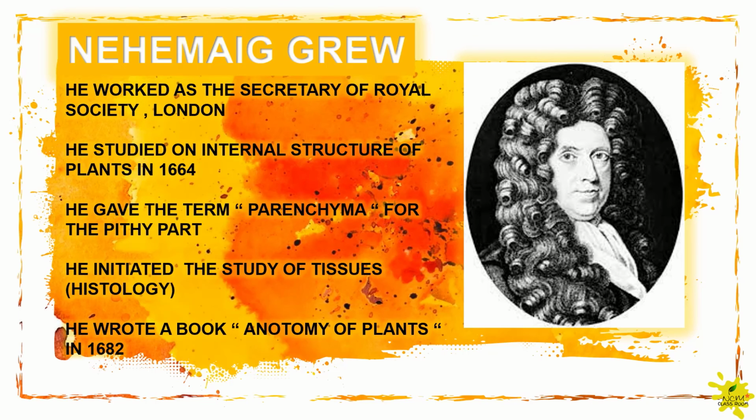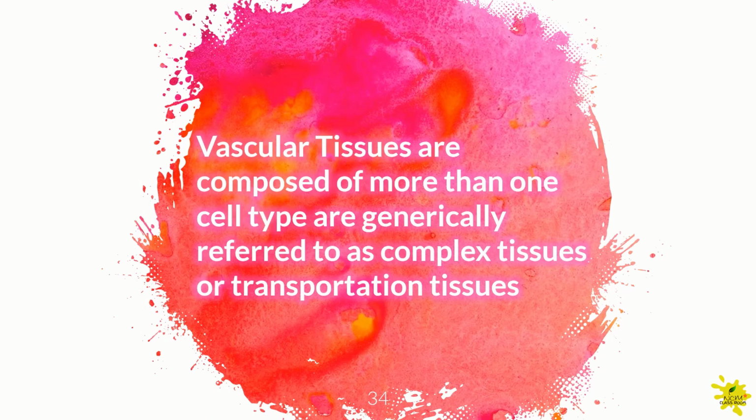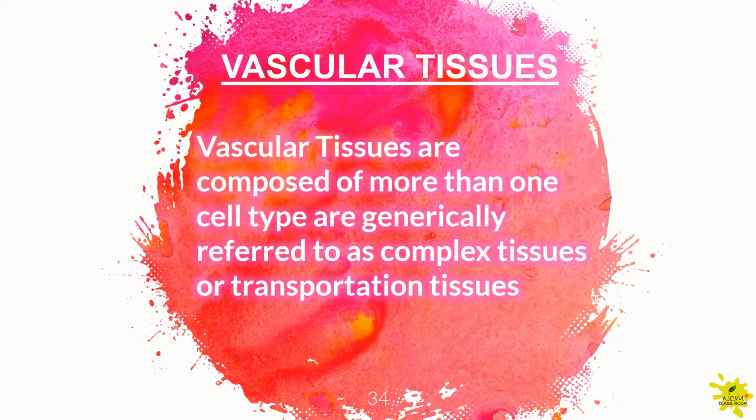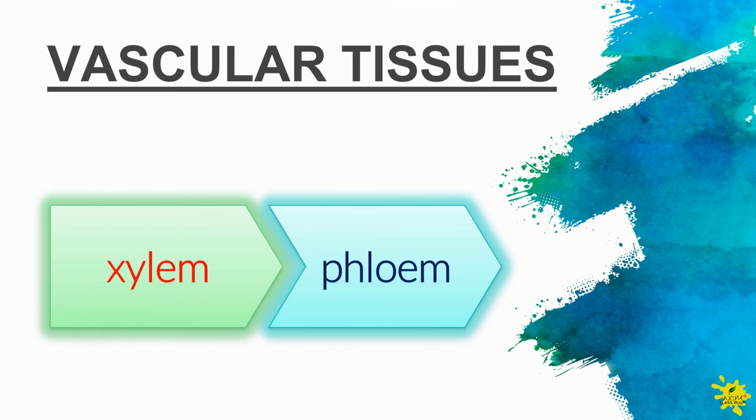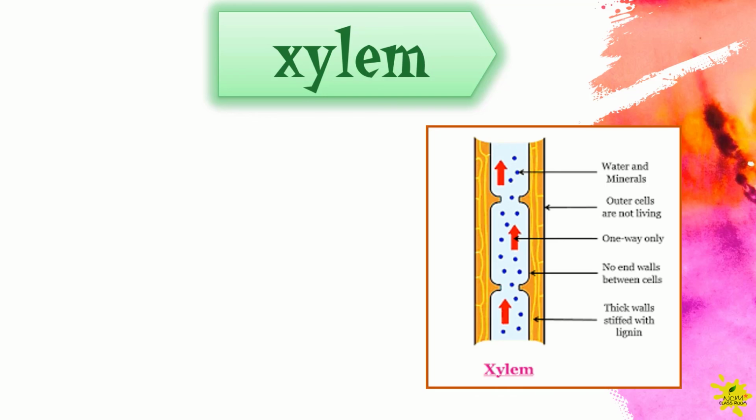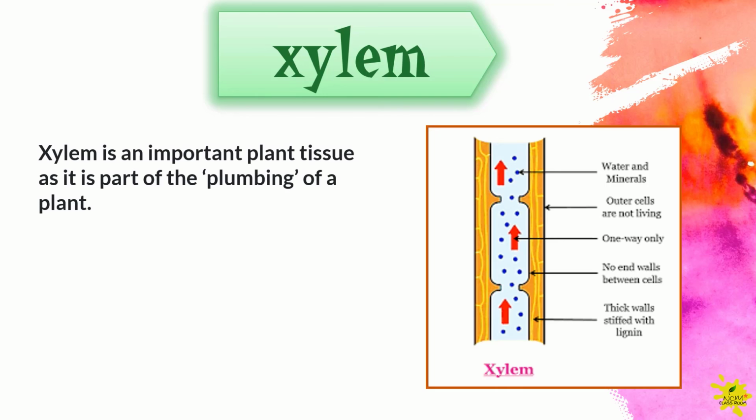Now, let us see vascular tissues. Vascular tissues are composed of more than one cell type, and are generically referred to as complex tissues. They help in the transportation of material, so they are also called transportation tissue. Vascular tissues are usually two types. One is xylem, another one is phloem. Xylem is an important plant tissue as it is part of the plumbing of a plant. That means transportation of water.